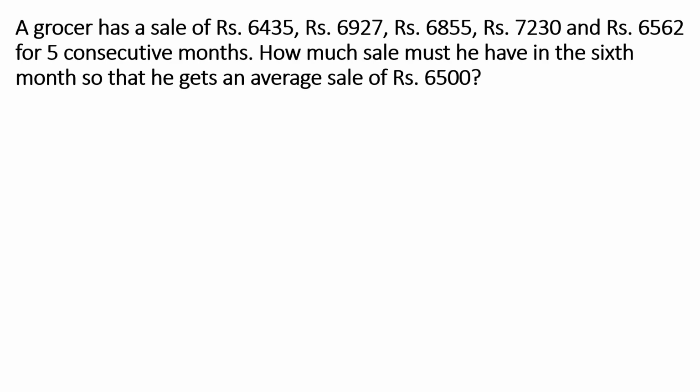Next problem. A grocer has a sale of 6,435 rupees, 6,927, 6,855, 7,230 and 6,562 for 5 consecutive months. How much sales must he have in the 6th month so that he gets an average sale of 6,500? Okay, for the 6 months the average should be 6,500, and then what should be the sales for the 6th month?